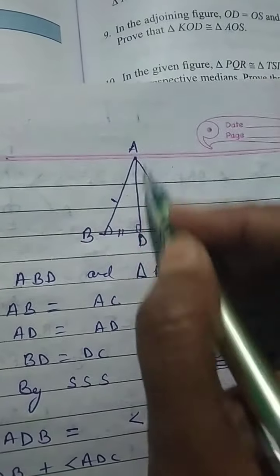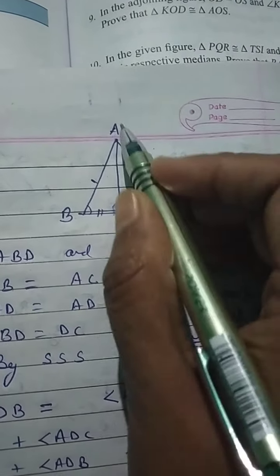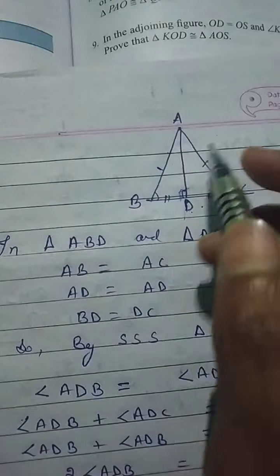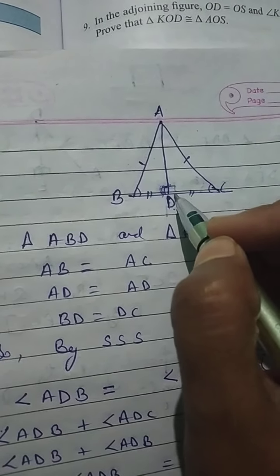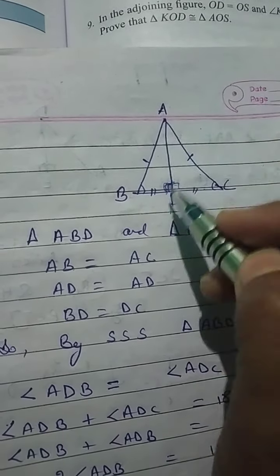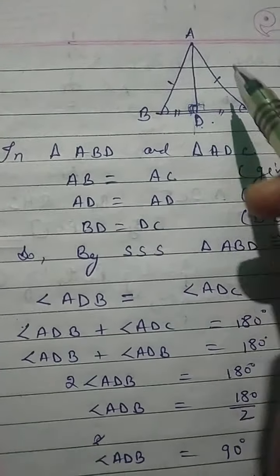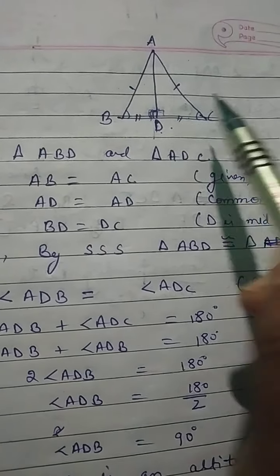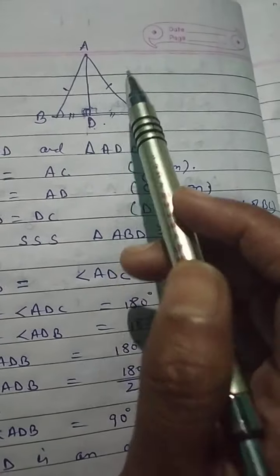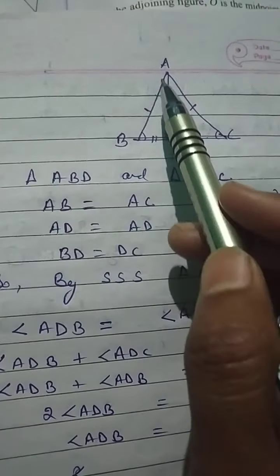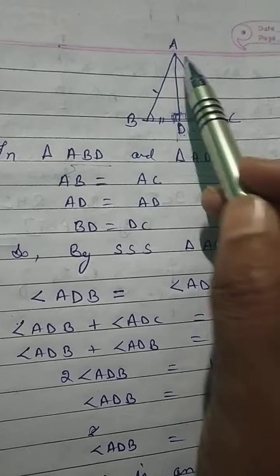Okay. We have to prove that AD is an altitude. Altitude means it makes 90 degrees here. Perpendicular. Okay. So if we prove that this angle is 90 degrees and this angle is also 90 degrees, it can easily be proved that AD is perpendicular, means AD is altitude. So first of all, what we will do, we will make these two triangles congruent, triangle ABD and triangle ACD. So in these two triangles ABD and ADC, AB is equal to AC and AD is equal to AD.